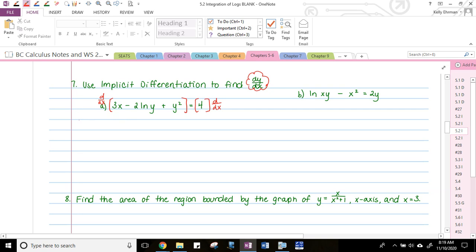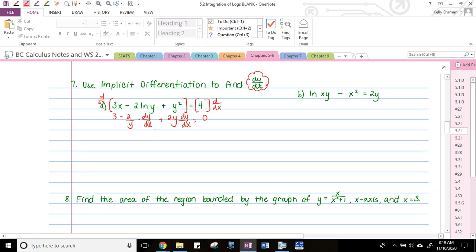So the derivative of 3x is just 3, minus 2 times the derivative of natural log y, which is 1 over y. But then again, this is a y, so you need to say times dy/dx. That's chain rule. Plus the derivative of y squared is 2y, again times dy/dx. And the derivative of a constant is 0.